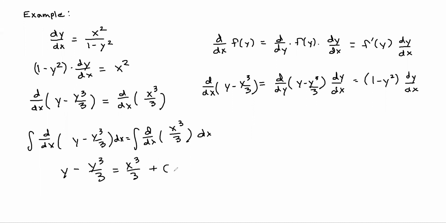And then we put in a plus c to represent the constant that could have gone away when we differentiated, and then move the x cubed over. So we get y minus y cubed over 3 minus x cubed over 3 equals c. Okay, and this answer looks different than answers from previous sections. That's because it's an implicit solution.